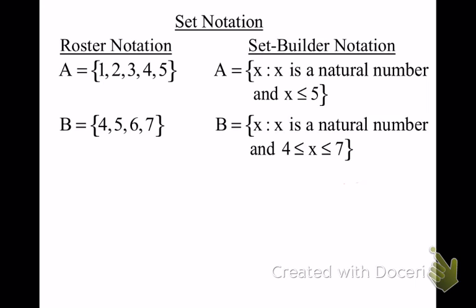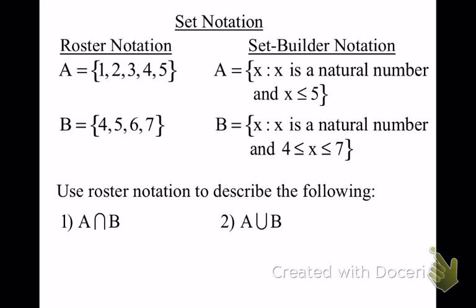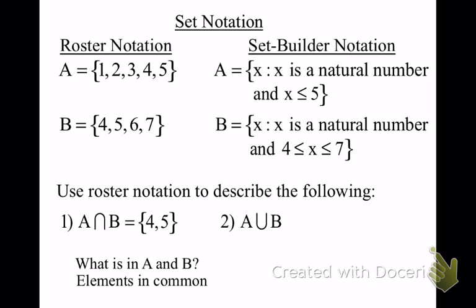All right, so if I'm using roster notation to describe A, what is A intersection B? What is the intersection of A and B? Is that what's in common or is that combined? Common. So what would it be, Phoebe? 4 and 5. It's only what's in A and B. Okay? And what about A union B?